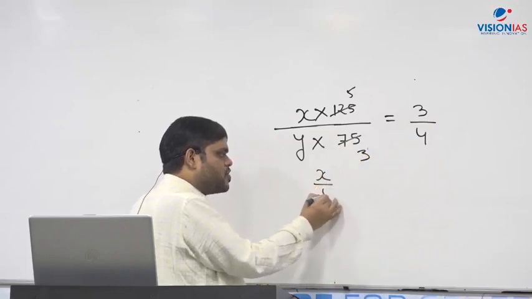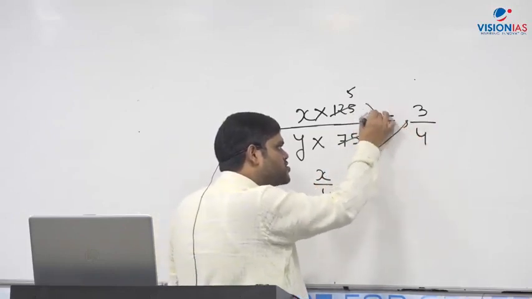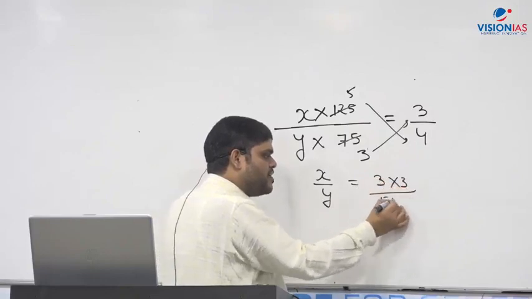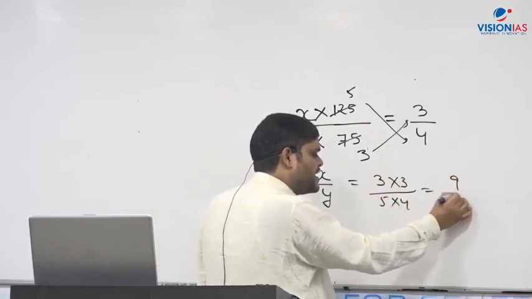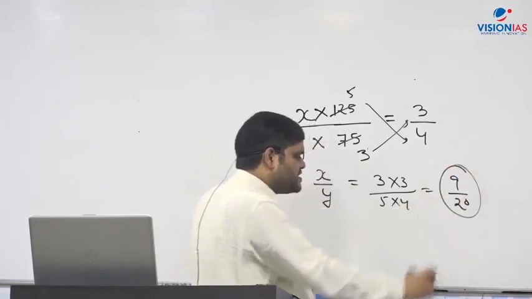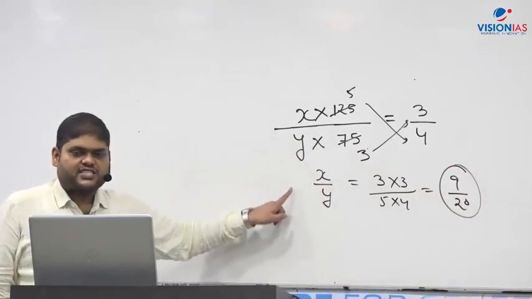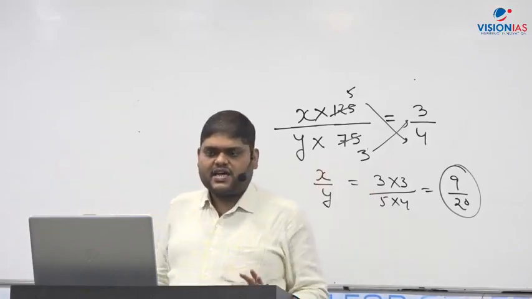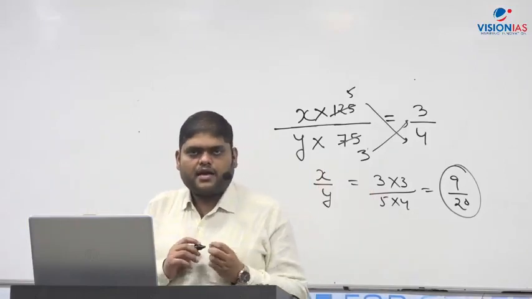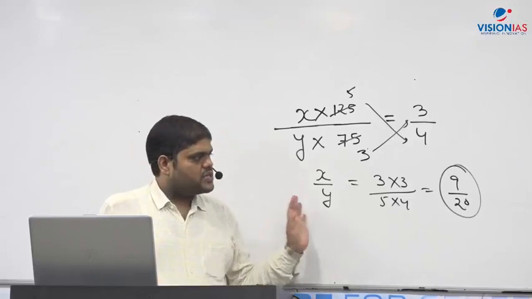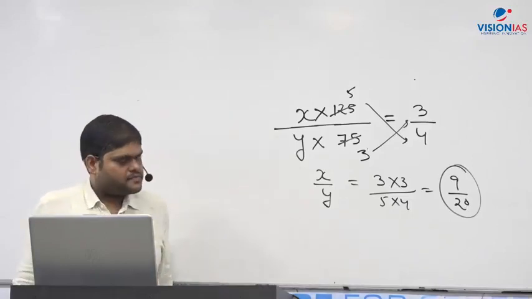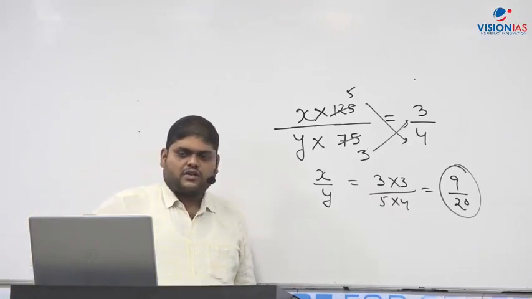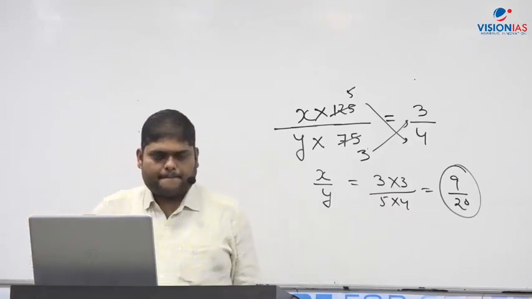So x upon y, now we will do the cross multiplication. 3 into 3 upon 5 into 4, 9 upon 20, and this is the correct answer. The original fraction is 9 upon 20, and how easy this question is if you know the logic. If you know the logic, the question becomes very easy.